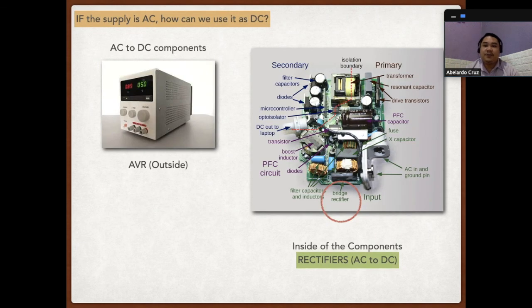Now, if the supply is AC, how can we use it as DC? Well, we could use AC to DC components such as the AVR, automatic voltage regulator. You can usually see that outside your computers. And also, we have this inside of the component. So for example, if you open a radio or a TV, you can see here a rectifier. A rectifier is a device inside our component for us to convert this AC supply of electricity to DC supply.